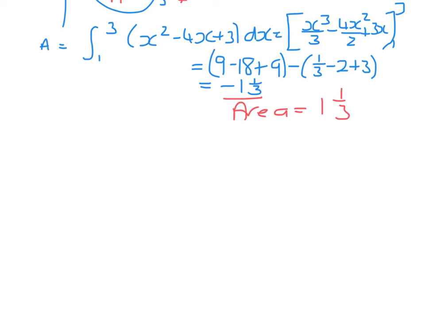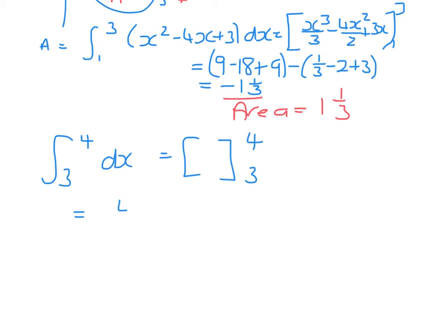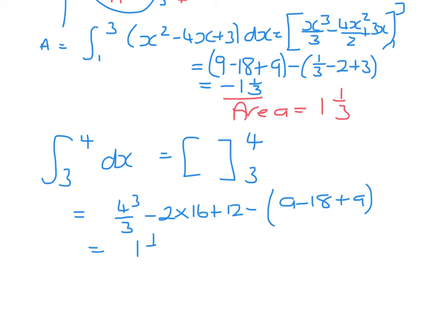We now have to repeat this, but this time we're going to integrate from 3 to 4. We'll have our same square brackets. Our 3 will become the lower limit, 4 is the upper. So we're going to substitute in 4. 4 cubed over 3 minus 2 times 4 squared plus 3 times 4. Take away 3 substituted in. We've shown that that is 9 minus 18 plus 9. So that gives us 1 and 1/3 as well. So the total area is 1 and 1/3 plus 1 and 1/3, 2 and 2/3.